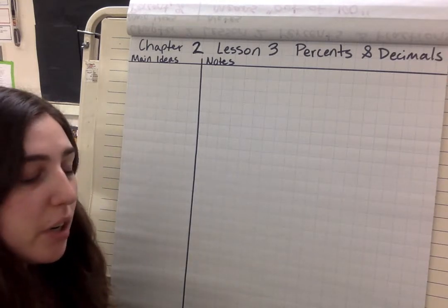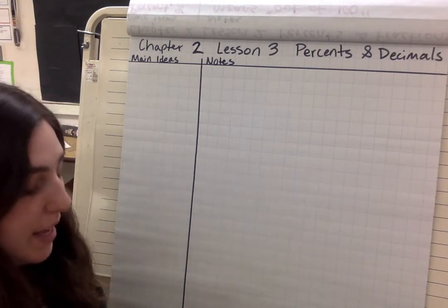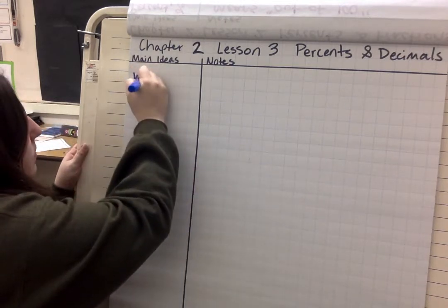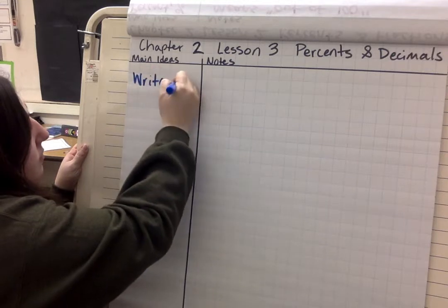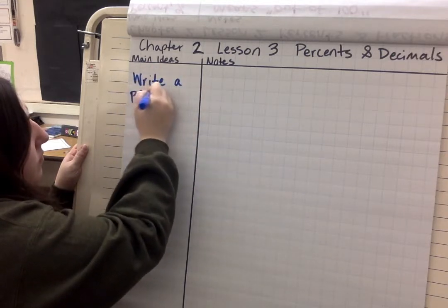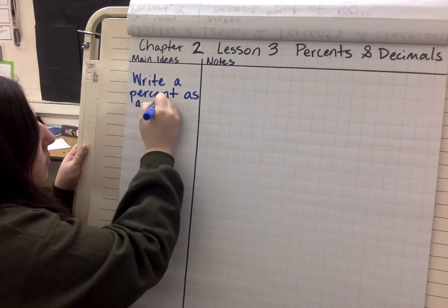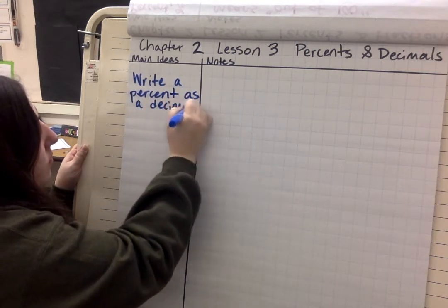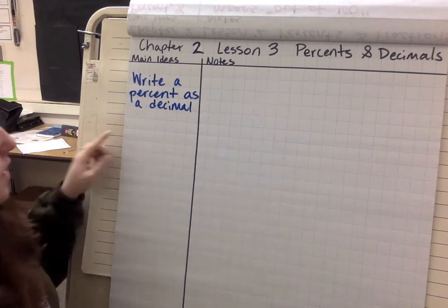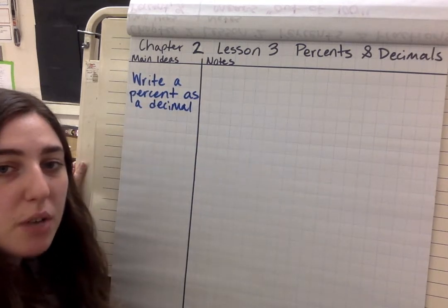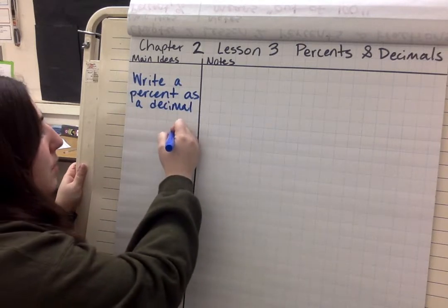So first we're going to learn to write a percent as a decimal. So write a percent as a decimal. And the first percent that we're going to try working out is 15%.